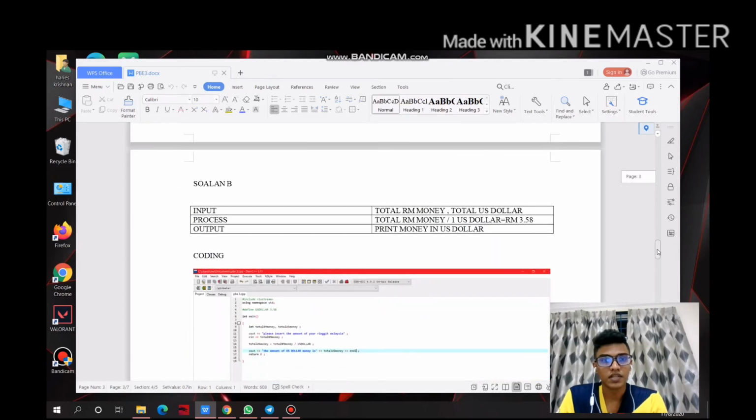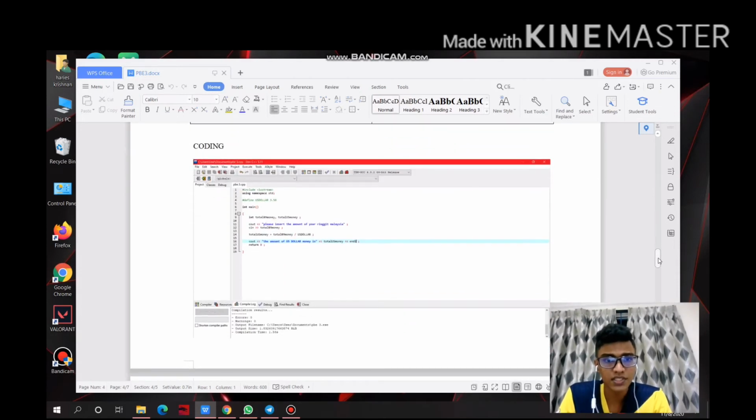And then for the second question, the input is total RM money, comma, total US dollars, because they asked two types of money in the question. And then the process is total RM money divided by $1, which equals RM3.58. The output is we need to print money in US dollars. So this is the coding for question number 2 in C++.